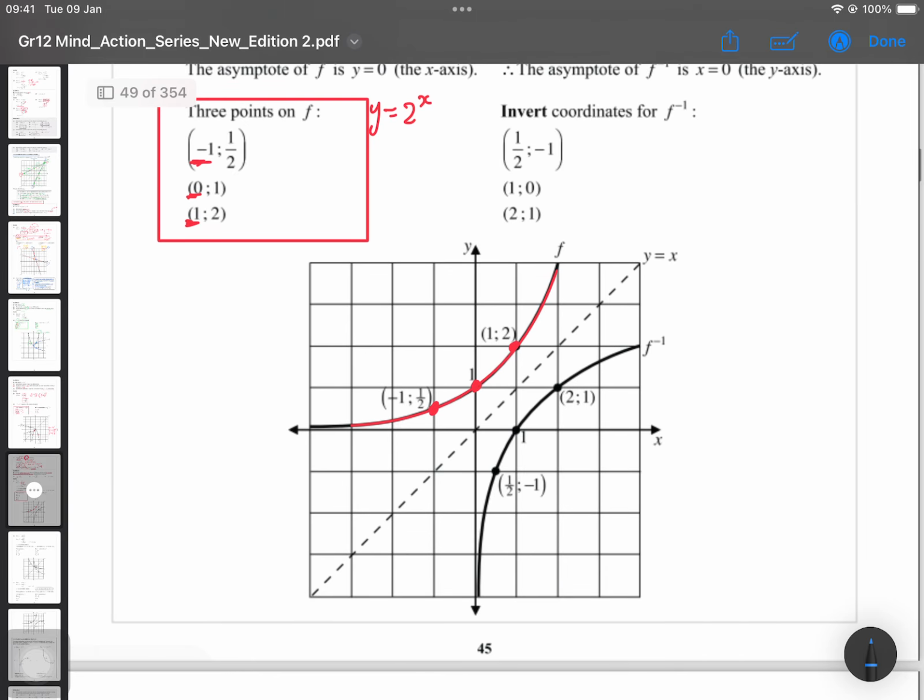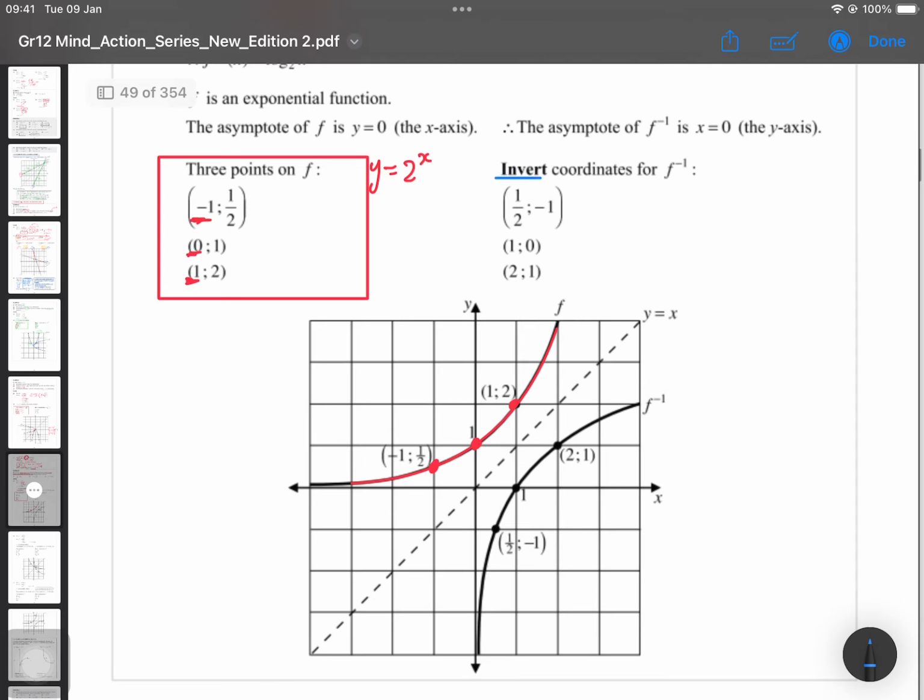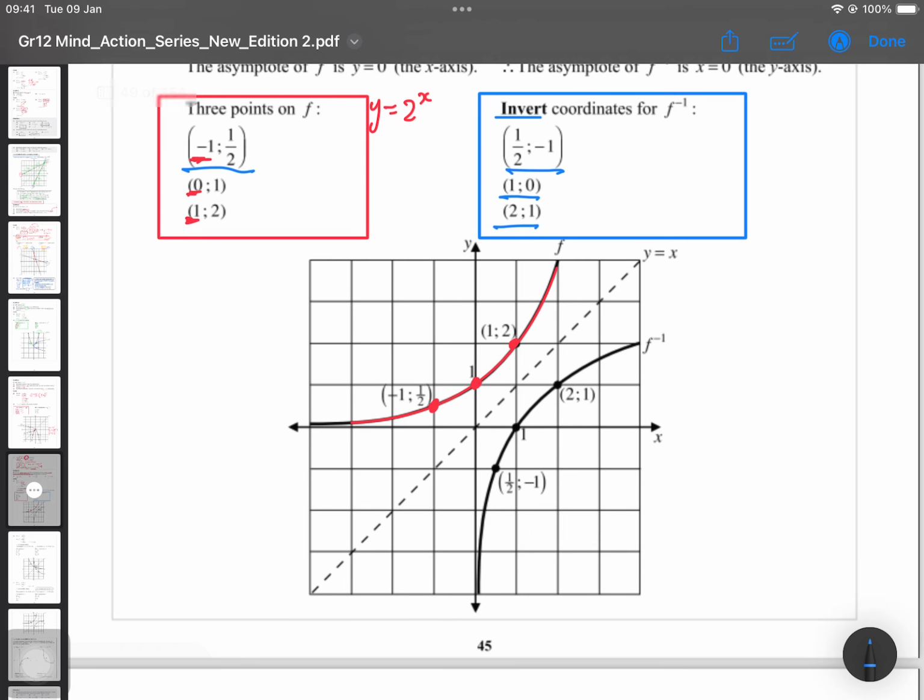So just invert the x and y. Inverting means that negative 1 to half now becomes half to negative 1, and so on with the other ones. And then you plot them. When you plot them, there's the first one, second one, and third one. You'll see they're always symmetrical around the y equals x line. It's like one is a reflection of the other around that line.